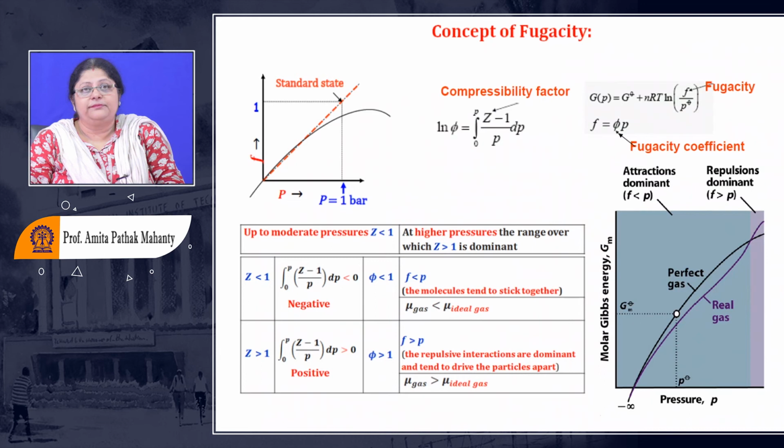So what we do? We look at the two plots. Up to moderate pressure, what do we have? The perfect gas is higher. The molar value of the Gibbs free energy for a perfect gas is higher up to moderate pressure, and only at very high pressures does the real gas GM become higher than that of the ideal gas. Within the moderate pressure range, the perfect gas has a higher Gibbs free energy than the real gas. Only at very high pressures do we have the real gas having higher molar Gibbs free energy, or chemical potential, than that of the ideal.